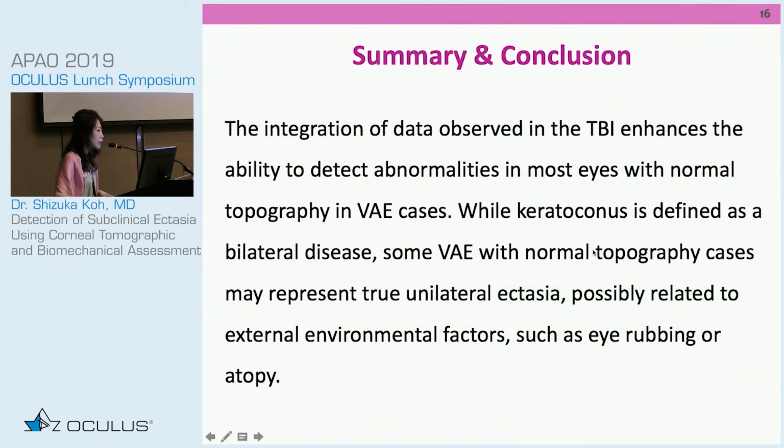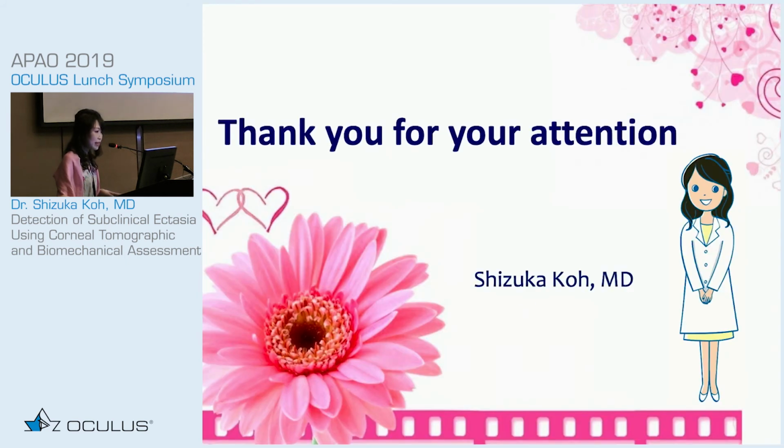In summary, the integration of data observed in the TBI enhances the ability to detect abnormalities in most eyes with normal topography in very asymmetric ectasia cases. While keratoconus is defined as a bilateral disease, some very asymmetric ectasia cases with normal topography may represent true unilateral ectasia, possibly related to external environmental factors such as eye rubbing or atopy. We need some more cases and some longer-term follow-up. Thank you for your attention.